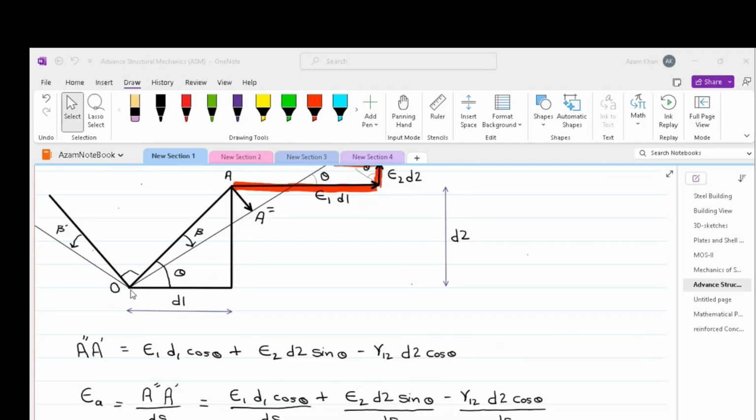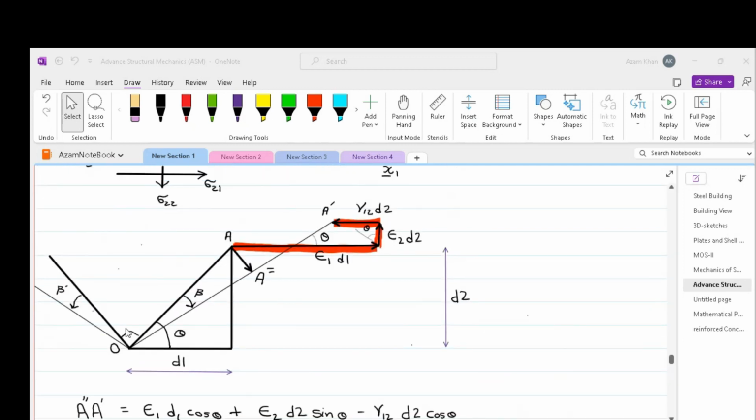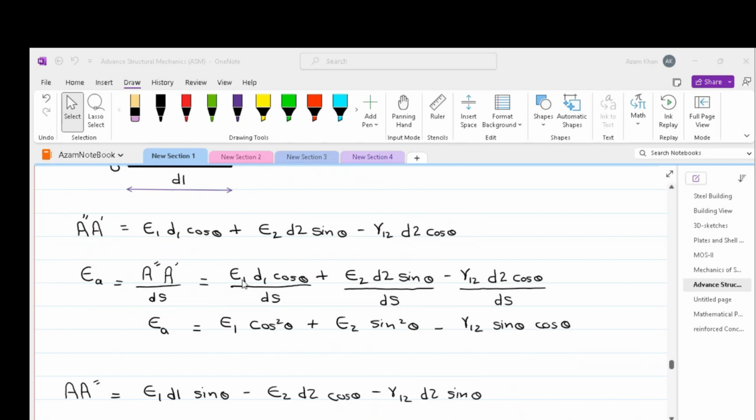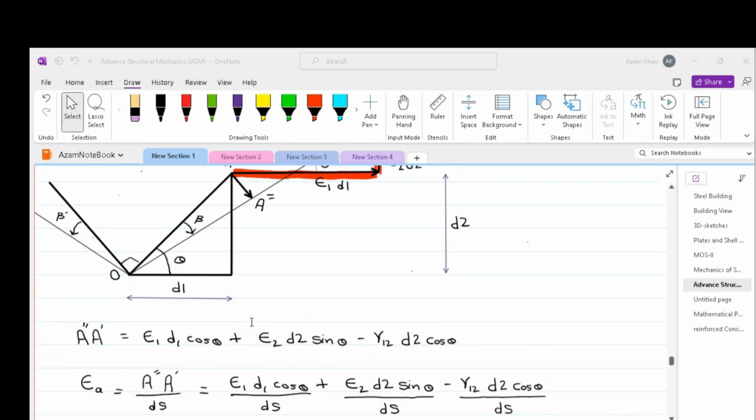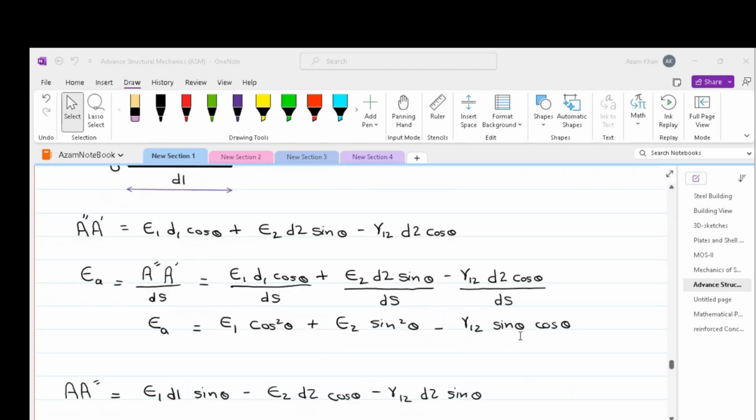If we assume that the length of OA is equal to ds, and divide A dash by ds, we get the extension of OA, which is equal to strain 1 D1 cos theta by ds, plus strain 2 D2 sine theta by ds, minus gamma 1 2 D2 cos theta by ds. Since D1 by ds is cos theta, D2 by ds is sine theta, and D2 by ds again is sine theta.